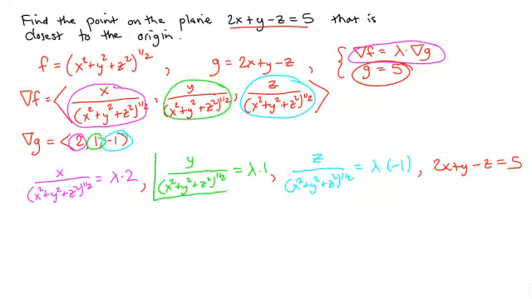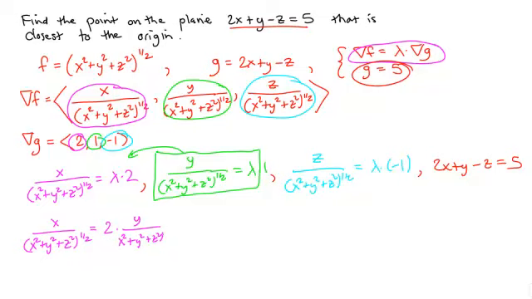Notice that the middle equation actually solves us for lambda directly. So we can plug this into the other equations. If we plug this into the equation on the left, we get that x over (x squared plus y squared plus z squared) to the 1/2 power is equal to 2 times lambda, which is y over (x squared plus y squared plus z squared) to the 1/2 power. Notice that we could multiply both sides by this expression, and so we're left with x is equal to 2y.